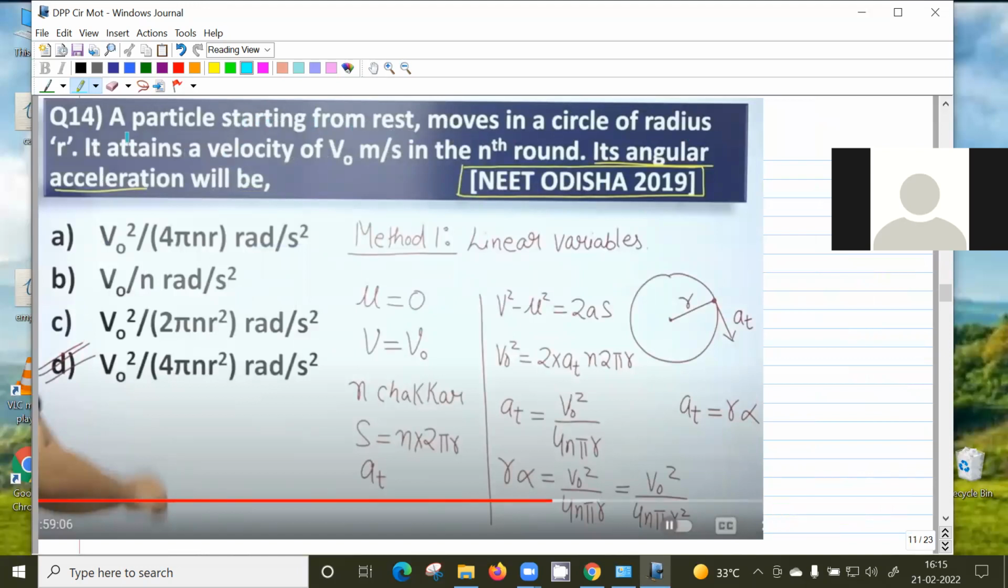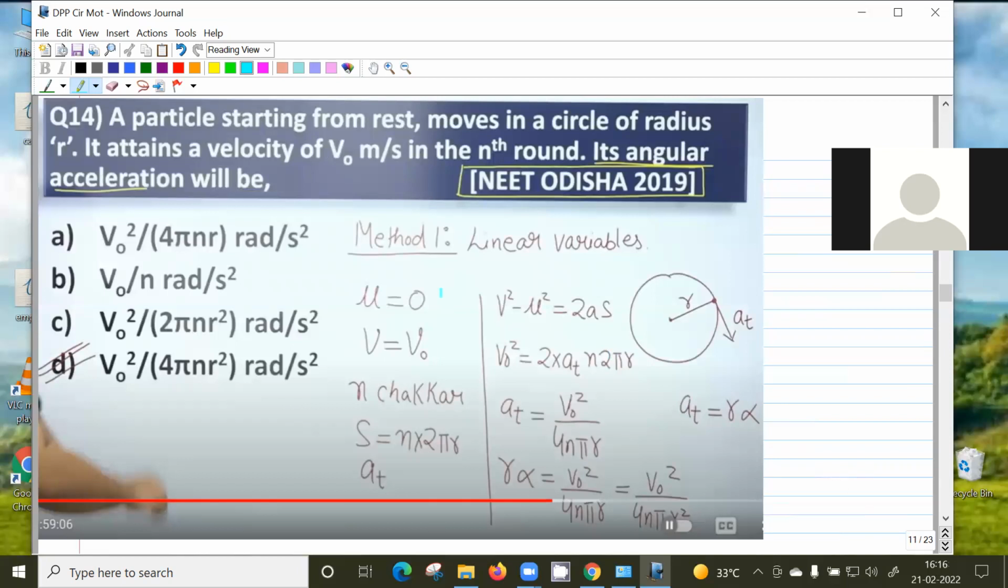A particle starting from rest moves in a circle of radius r and attains a velocity of v naught in the nth round. Its angular acceleration will be? So the particle starts from rest, so u is 0. After traveling some distance, it attains a velocity of v naught.